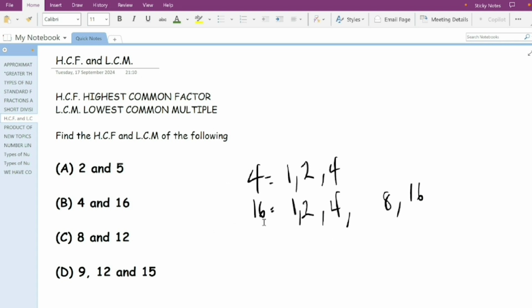Now, 4 and 16 in common have 1 as a common factor, they have 2 as a common factor, and they have 4 as a common factor. And you know the meaning of HCF means the highest common factor. So the highest common factor is 4, because you have 2 and you have 1. But the greatest of these numbers is 4. So the HCF of 4 and 16 is 4.